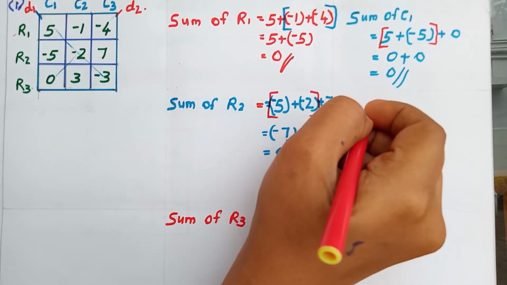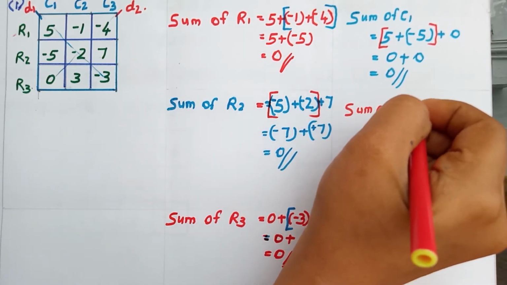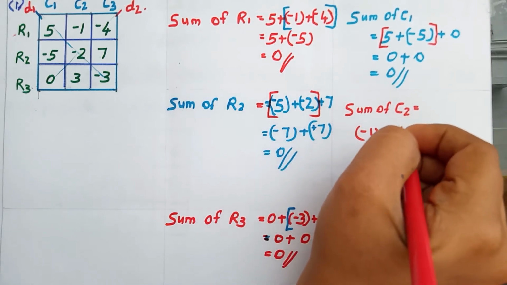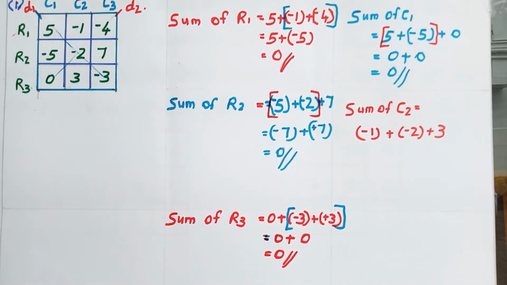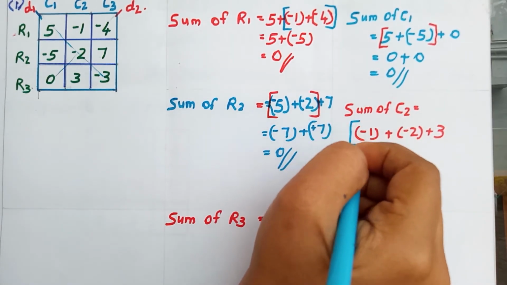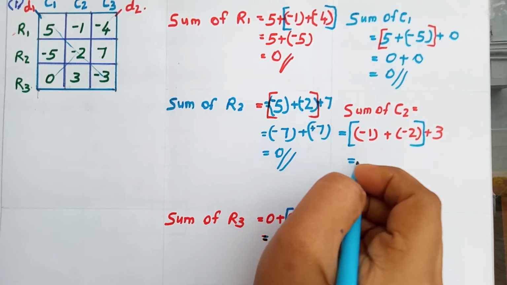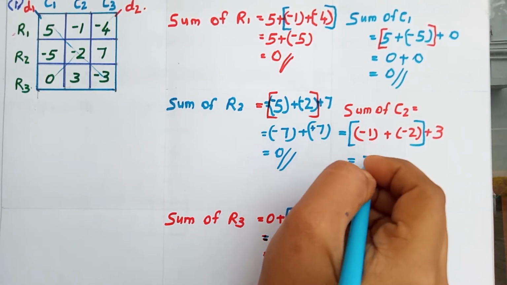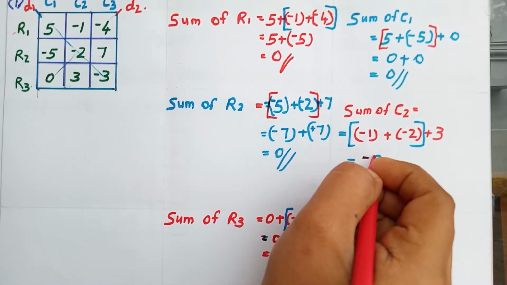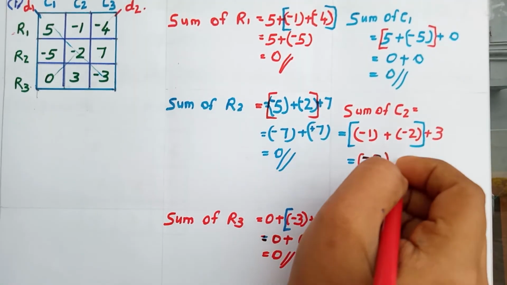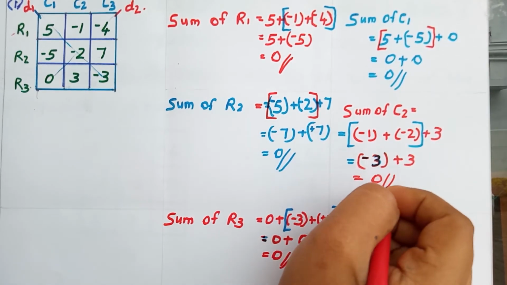Sum of the numbers in C2 equals -1 plus -2 plus 3. So we can keep these two negative numbers in a bracket. Then the sum will be -3. Then the remaining number is 3 itself. So the sum will be 0.